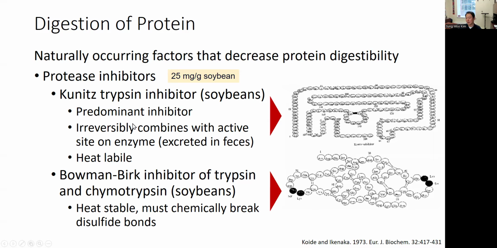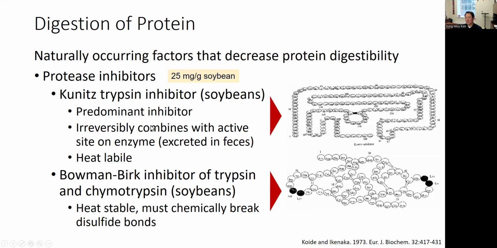Trypsin inhibitor is very well found in raw soybeans or legume seeds. Okay, there are two different types identified: Kunitz trypsin inhibitor and Bowman-Birk trypsin inhibitor. Both of them have the same function, blocking the function of trypsin. So they are trypsin inhibitors, but Kunitz trypsin inhibitor, Kunitz TI, is the majority, the predominant inhibitor.